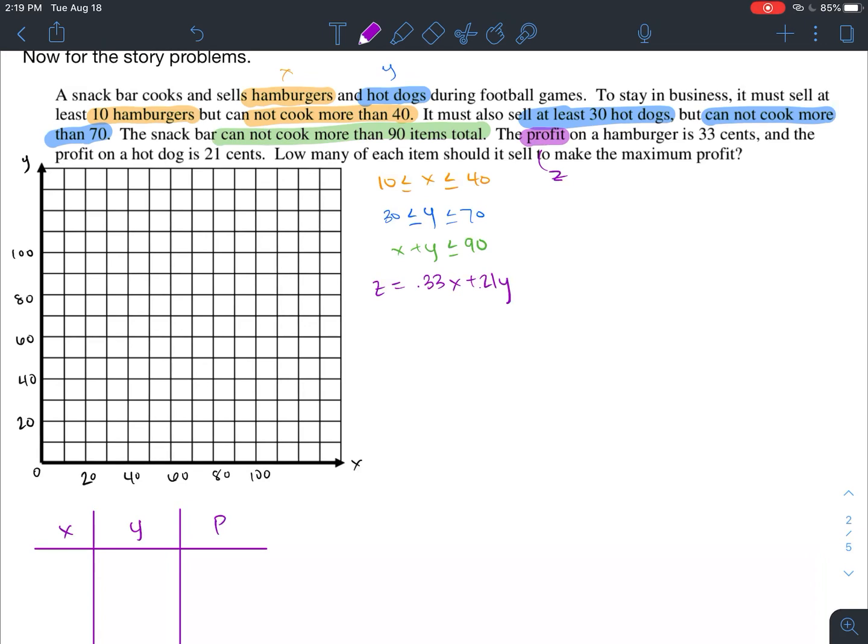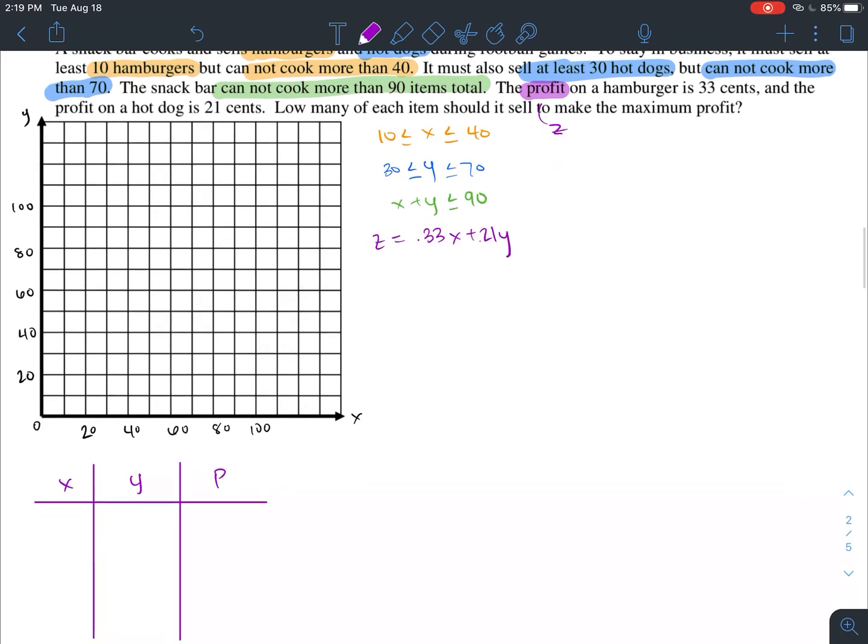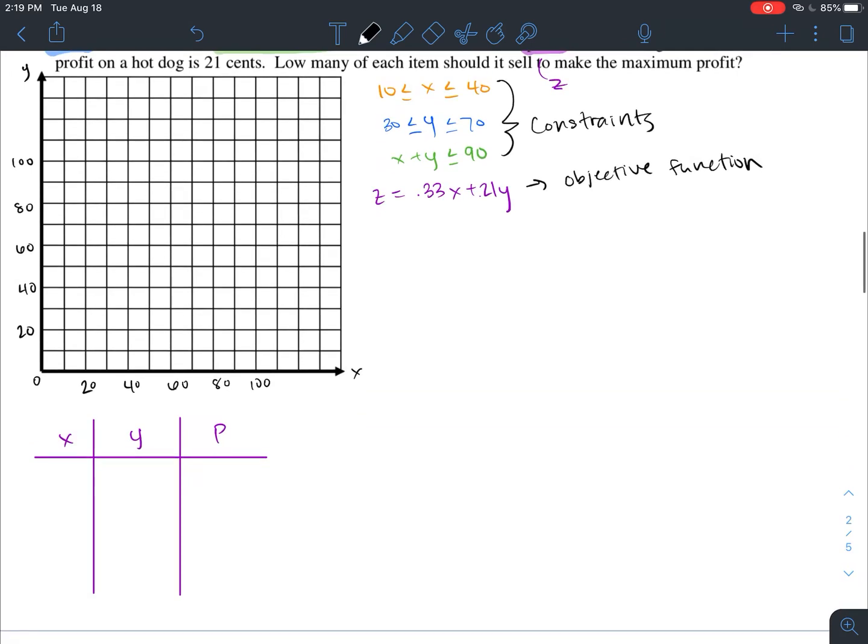Now that is just the setup. The setup is probably the hardest part about the story problems. I've said that before. But now look at what we have. We have all the information we need. We have our constraints, and we have our objective, our objective function. Now all that we need to do is graph, find the vertices, and plug them into our objective function. So let's go ahead and do that.